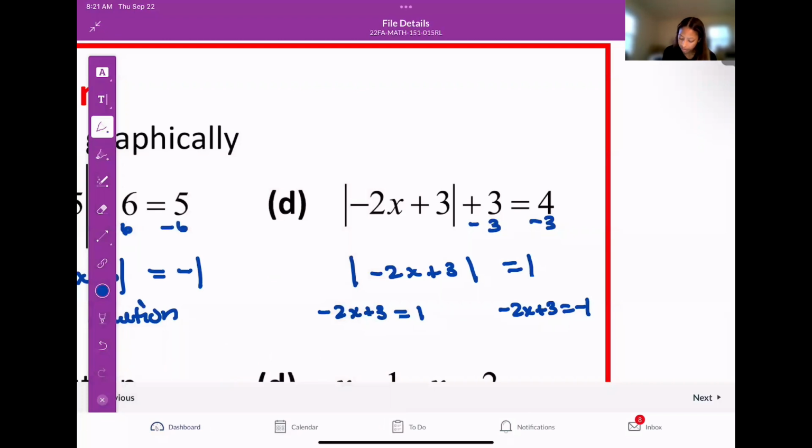I should have enough space here. If we subtract 3 from both sides for the first equation, we get negative 2x equals 1 minus 3 is negative 2. And then dividing both sides by negative 2 gives us x equals 1. And then on the other side, if we subtract 3, we get negative 2x equals negative 4. And dividing both sides by negative 2 gives us x is 2. So the solution here is plus or minus 2.